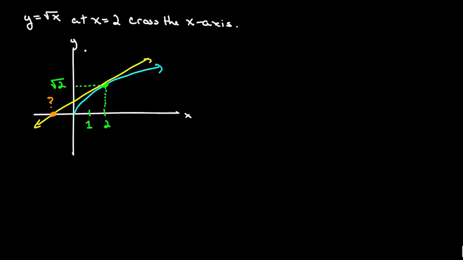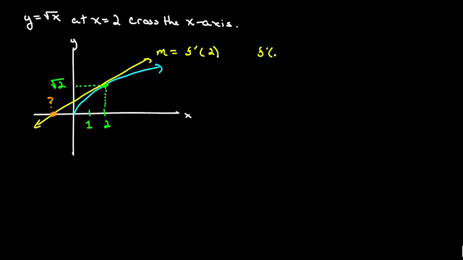Okay, so we got a couple things to do. The first thing we need to do is figure out what the equation of this yellow line is. And so what we're going to do is find the slope of the yellow line. The slope of this yellow line, let me do it in yellow here, that way I stay consistent, is found by taking the derivative at the x value. So we need to find f prime at 2.